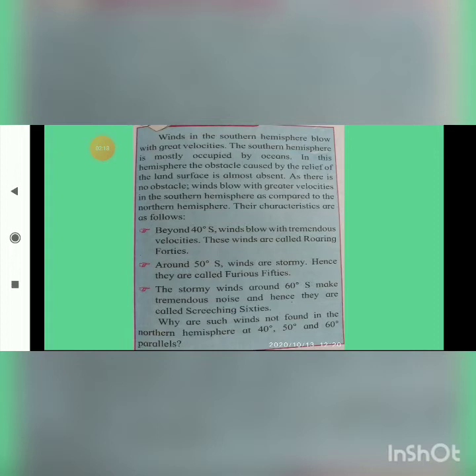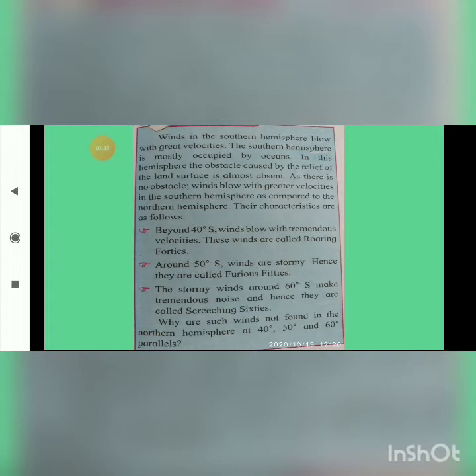Around 50 degrees south, winds are stormy, and hence they are called the furious 50s. Why are they called furious 50s? Because around 50 degrees south, winds are stormy.